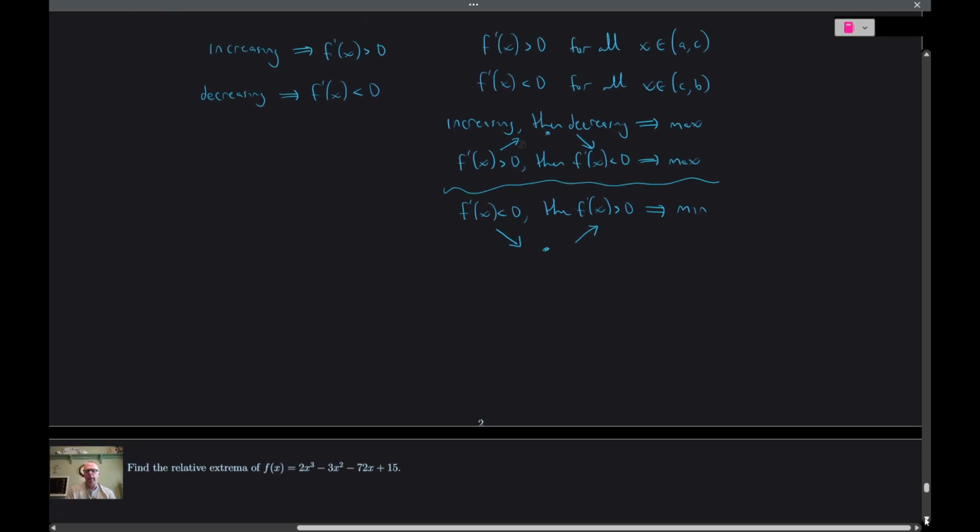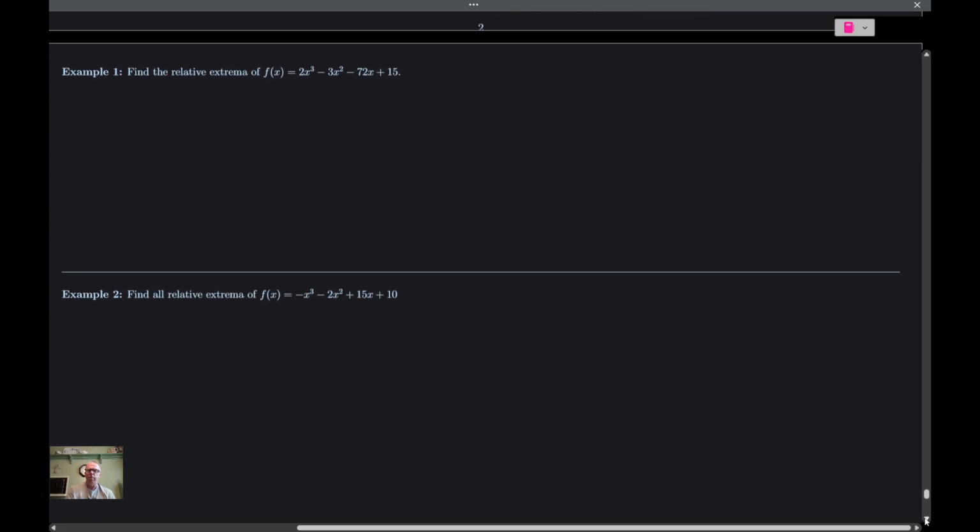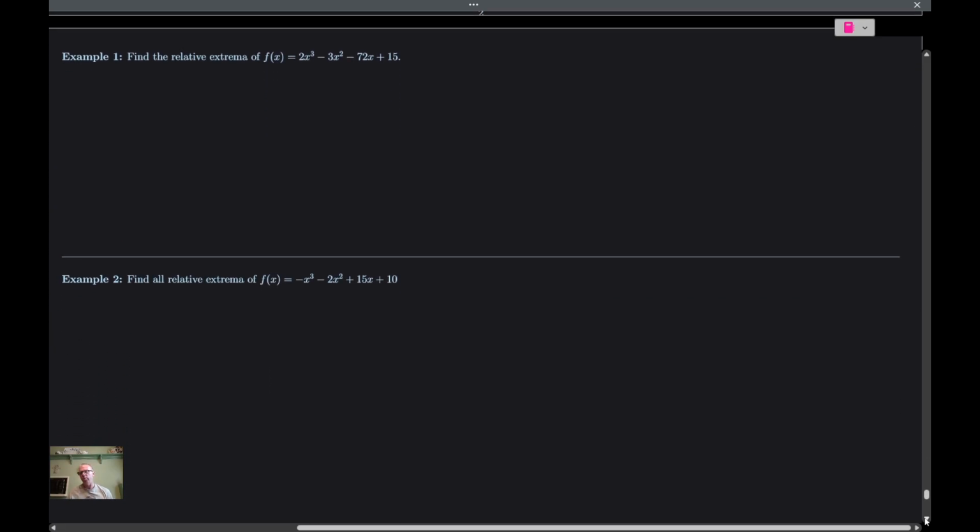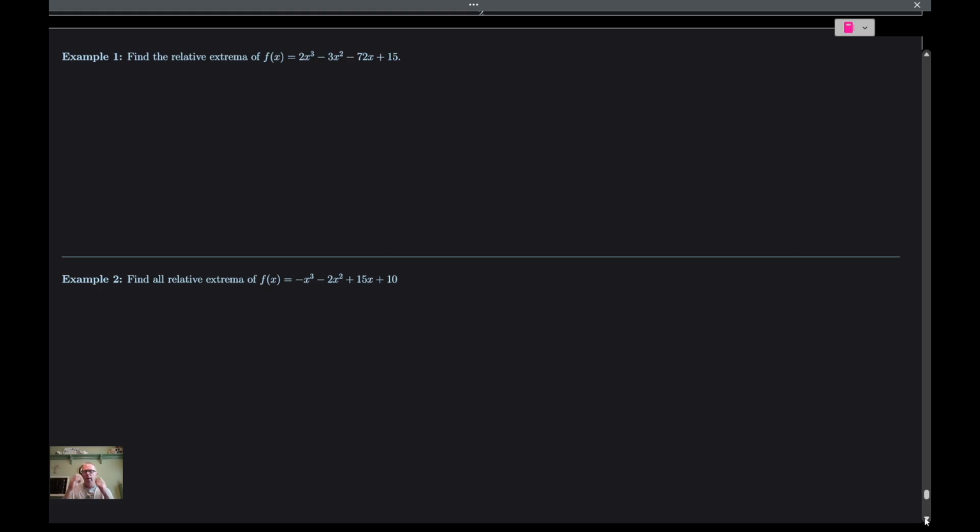Again, you want to get to where you don't need the graph. In fact, in a couple of sections, we're going to be drawing the graphs ourselves. So we need to get to the point where we can do these things without needing the graph. So let's look at an example. So we're going to find all the relative extrema of this function. And so this is a polynomial, so we know that the domain is all real numbers.